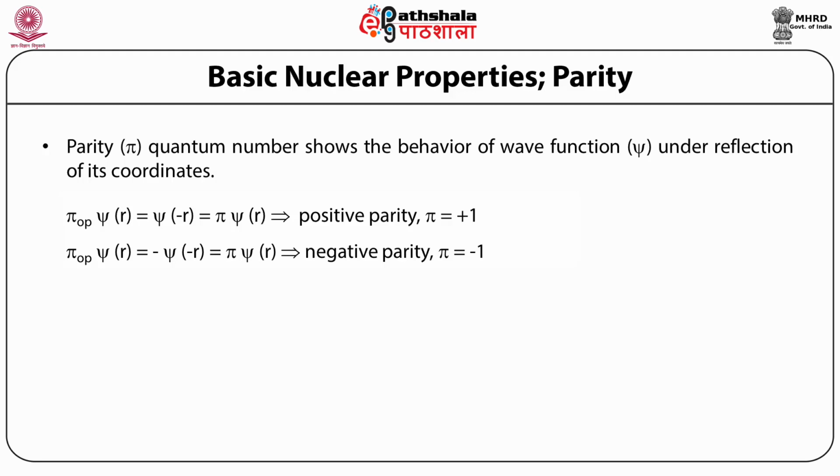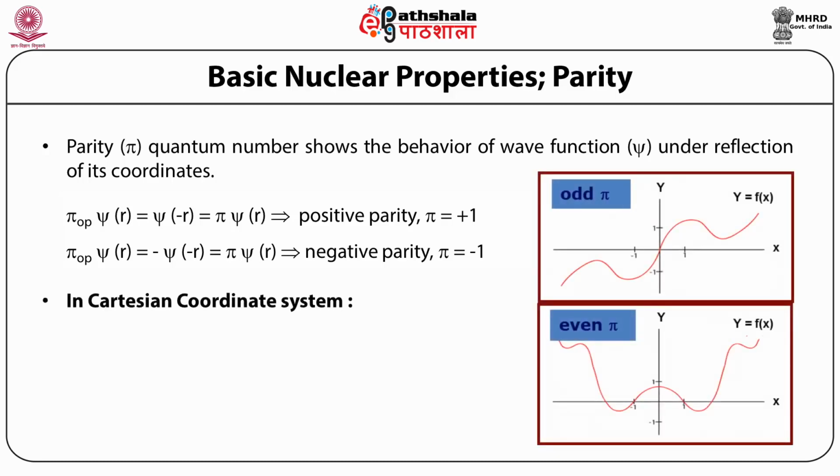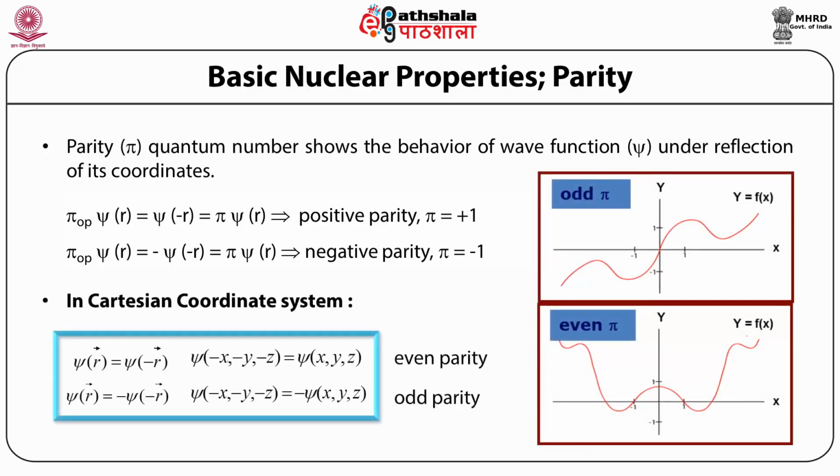But if the wave function is changed after the reflection of the coordinates, then we consider that the nucleus will have negative parity, that is pi is equal to -1. In Cartesian coordinate system, psi(r) is equal to psi(-r), where r is the polar vector. So when r is represented in terms of its x, y and z components, then psi(-x, -y, -z) is equal to psi(x, y, z), so even parity.